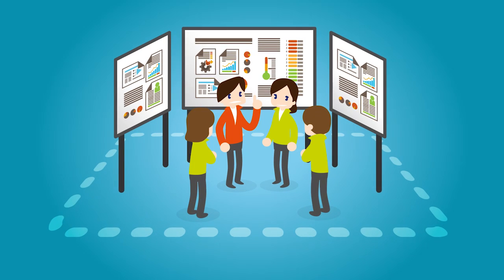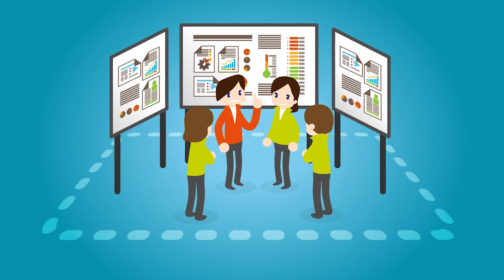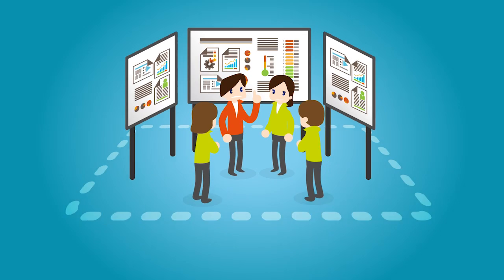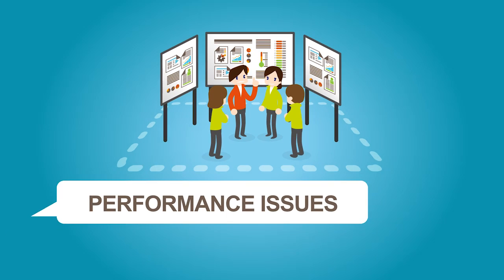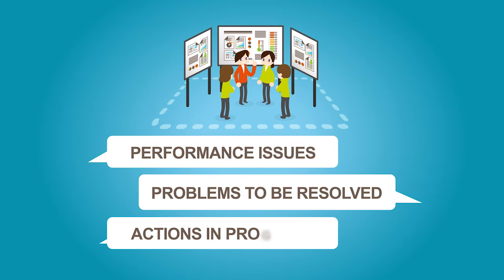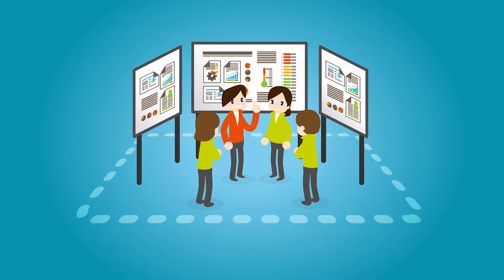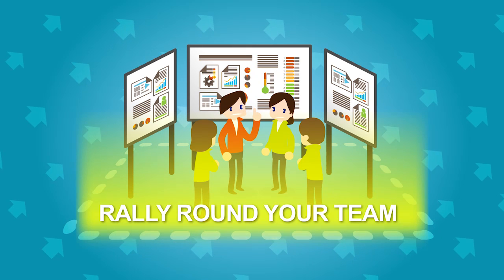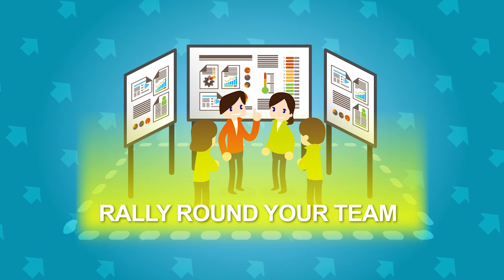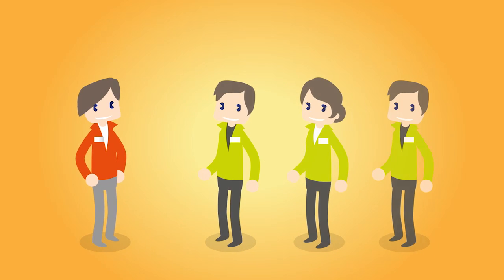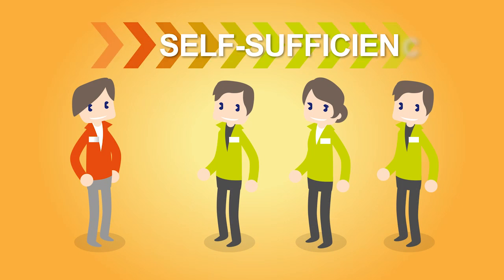This daily ritual, performed standing up, is the chance for you and your teams to discuss openly on performance issues, problems to be resolved, and the current actions in progress. For you, the lean manager, this daily 15-minute meeting is also the chance for you to rally round your team with energy and enthusiasm. It must also involve and increase self-sufficiency within your team.